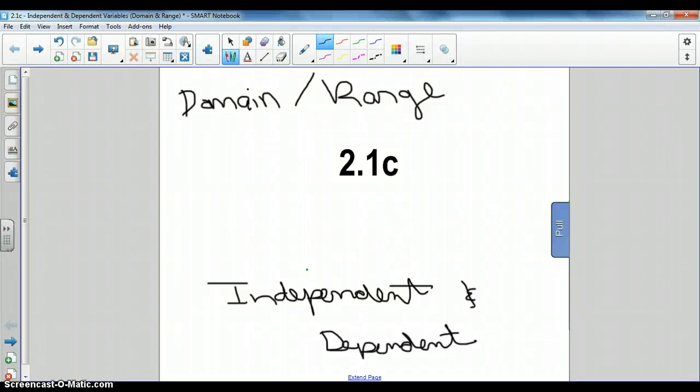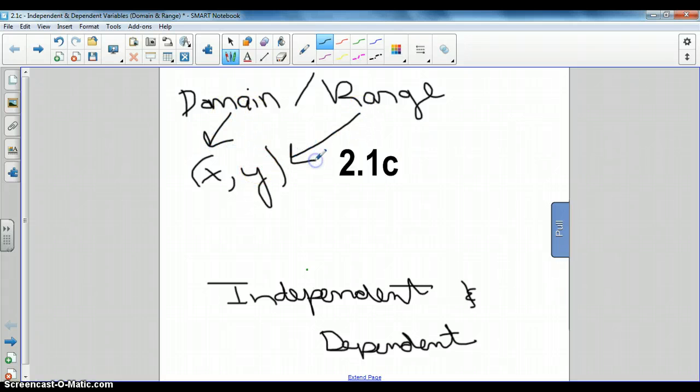Okay, this video is on domain and range, which is also with independent and dependent variables. So a little before we look at domain and range, remember your ordered pair, x comma y. Okay, domain goes with x, range just means y. Okay, so remember x comes before y and d comes before r. So domain goes with x and range goes with y.